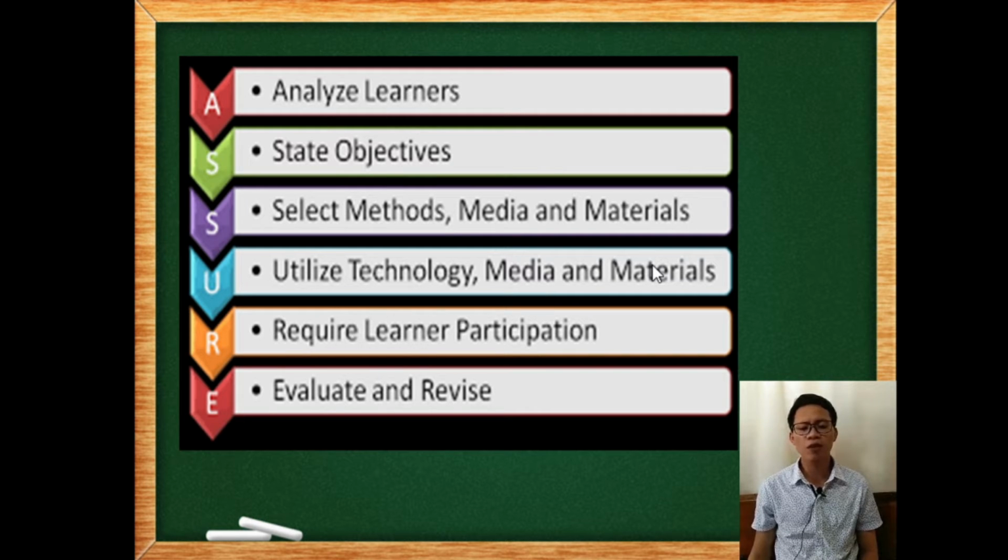The first step of this procedure is analyze learners. With the learner as the center of the instructional process, the initial consideration is to get a clear picture of the learner's learning styles, age level, interests or preferences, background, special needs, and also the cultural diversity. The second step of this procedure is state objectives.